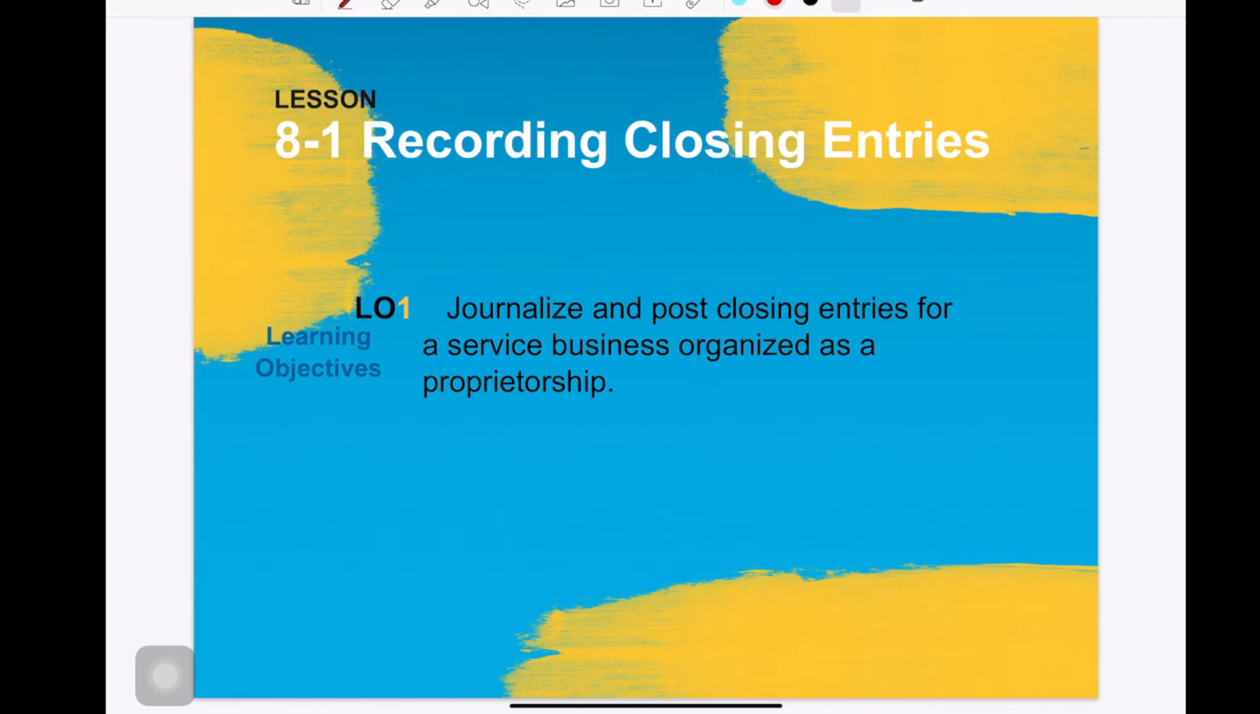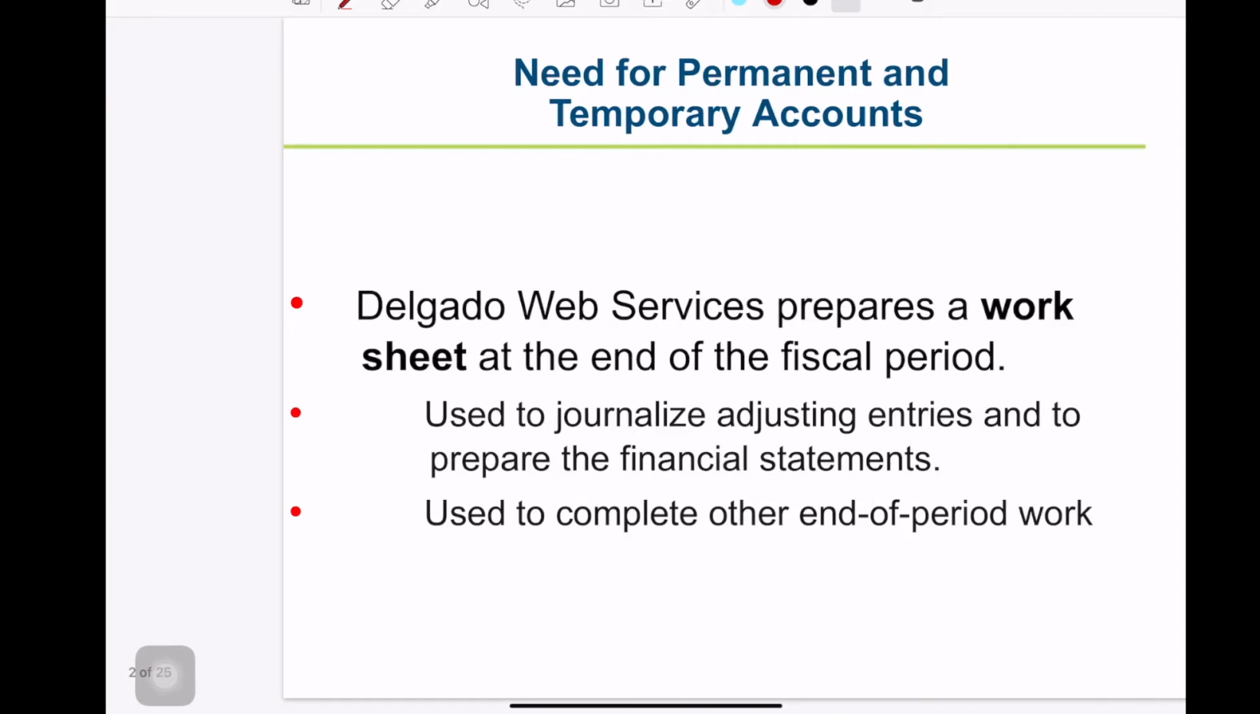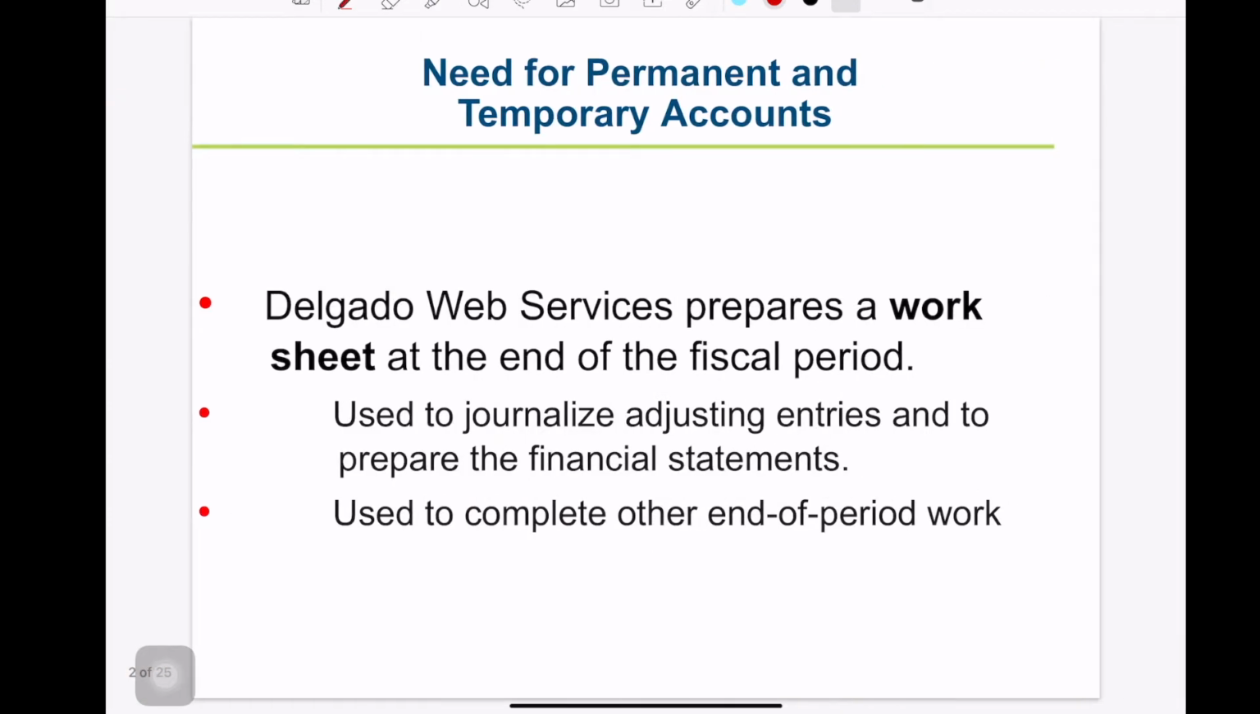In Chapter 8, we are going to record closing entries and prepare a post-closing trial balance for a service business. This is the last step in our accounting cycle for a sole proprietorship. There is a need for permanent accounts and temporary accounts. We're going to talk about which ones are permanent and which ones are temporary.